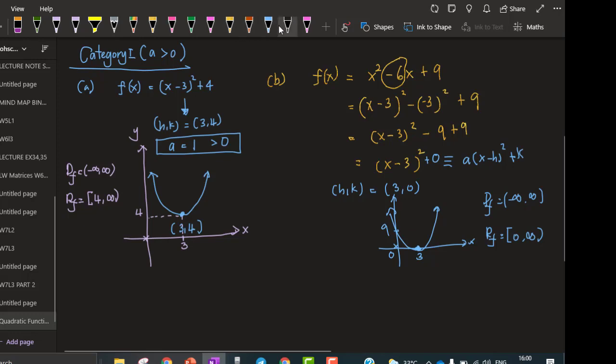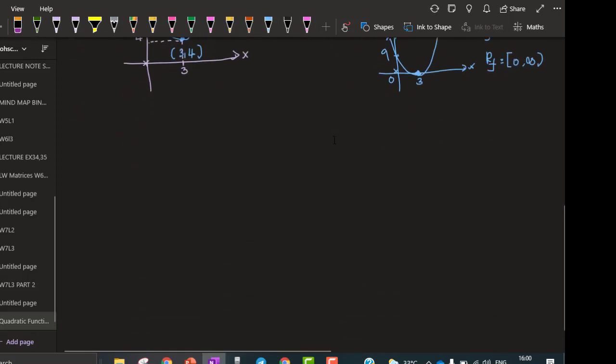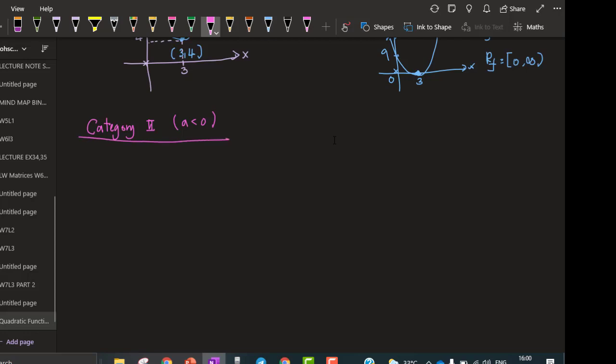Okay, let us proceed to category 2. Category 2 is a case when the a is less than 0. Right? But it's still the same, using the same concept. Okay, for example, you are given f(x) equals -2(x - 4) squared minus 3.